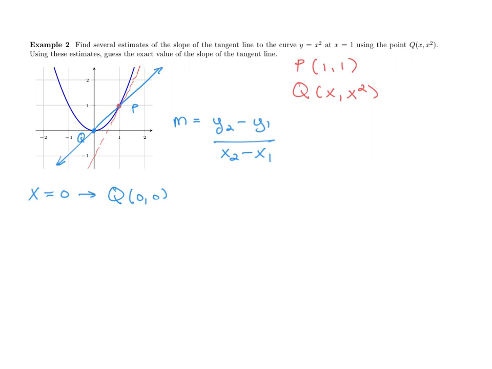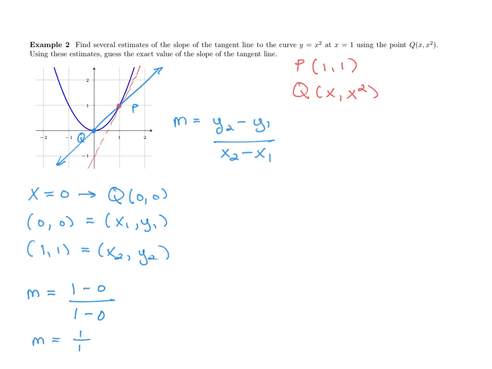I think I'll let the point (0, 0) equal (x1, y1), and I'll let the point (1, 1) equal (x2, y2). If you compute the slope, it's y2 minus y1, which is 1 minus 0, over x2 minus x1, which is also 1 minus 0. And this simplifies to 1 over 1, and that actually is just the number 1. So here we go. Here's the slope of this line. It's 1.